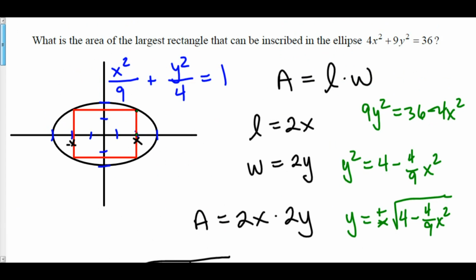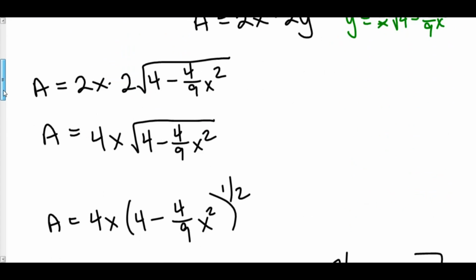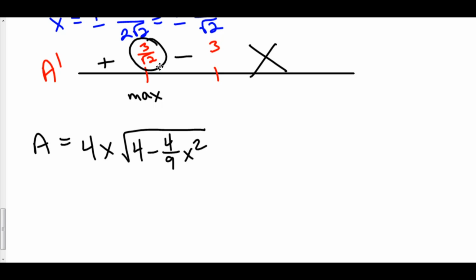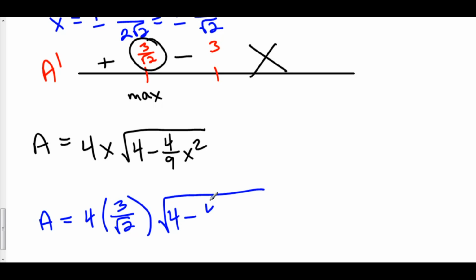Now the question was, what is the largest area of a rectangle that can be inscribed in here? And of course, we have our area function, which is 4x times the square root of 4 minus 4 over 9x squared. So let's plug in 3 over root 2 into our area function. So the area at 3 over root 2 is 4 times 3 over root 2 times the square root of 4 minus 4 over 9 times 3 over root 2 squared. 3 squared is 9 and root 2 squared is 4.